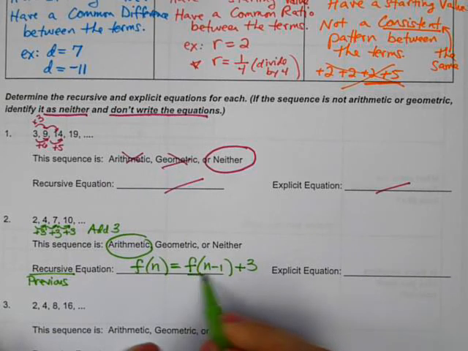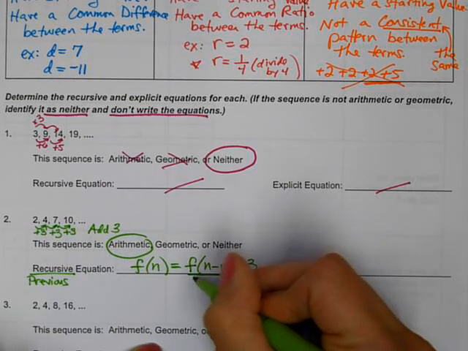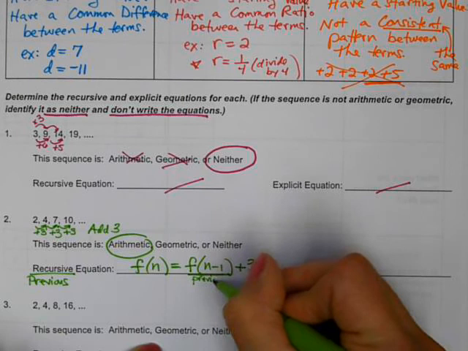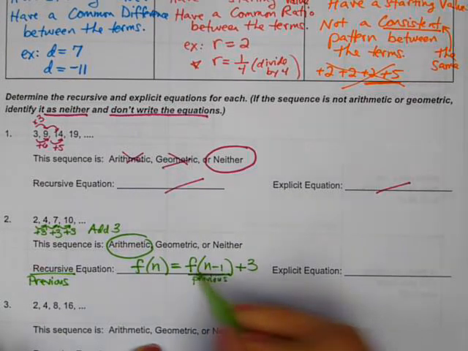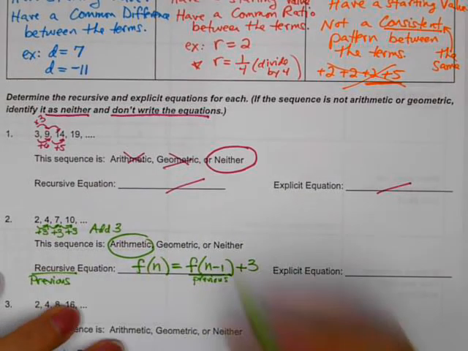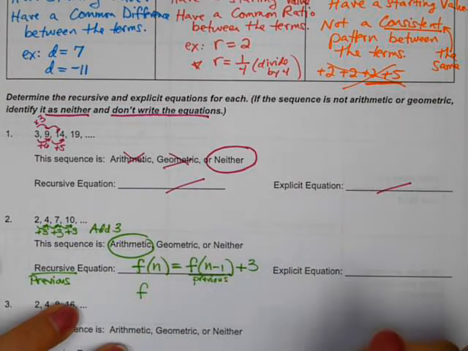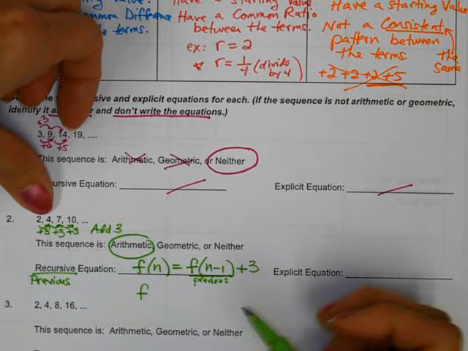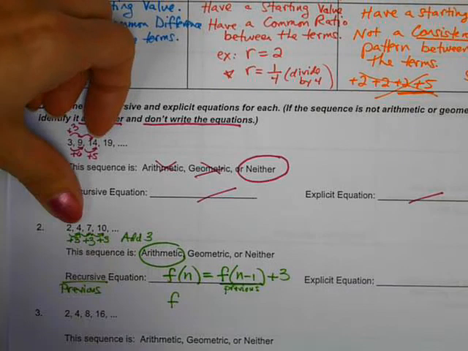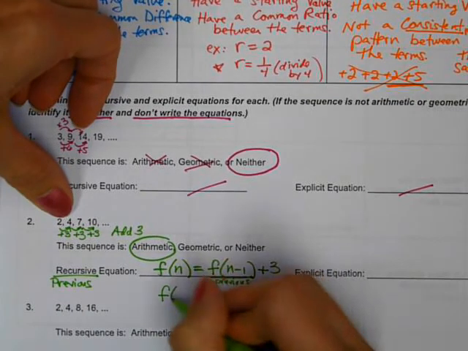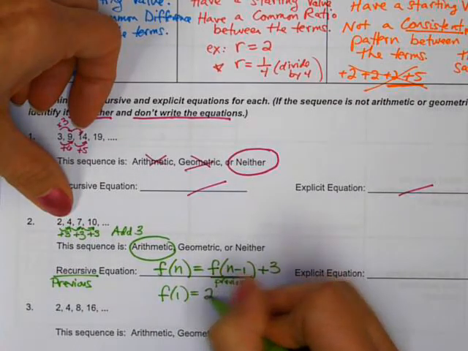This right here is previous. Take the previous term, take the previous output, and add 3. But remember, with recursive, you always have to say how this pattern starts. So I'm going to say that the first term is 2.